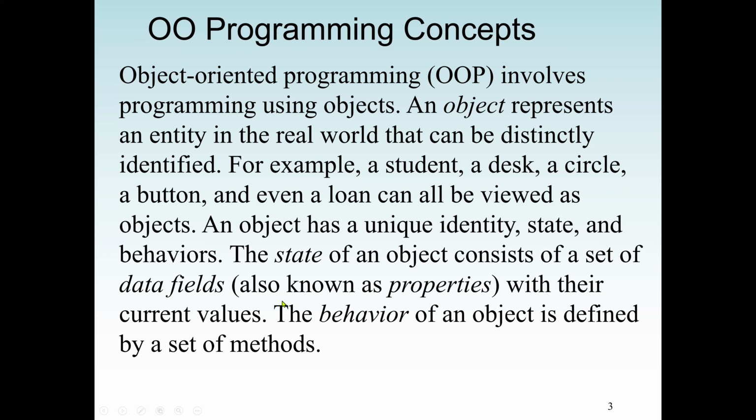So the state of an object consists of a set of data fields, also named properties, or we can say the characteristics of the object. For example, an employee is an object. One of the characteristics of an employee is that he has an address, a last name and a first name. Then the behavior of an employee can be calculating his salary or checking if he is absent or present today. So the behavior of an object is defined by a set of methods.